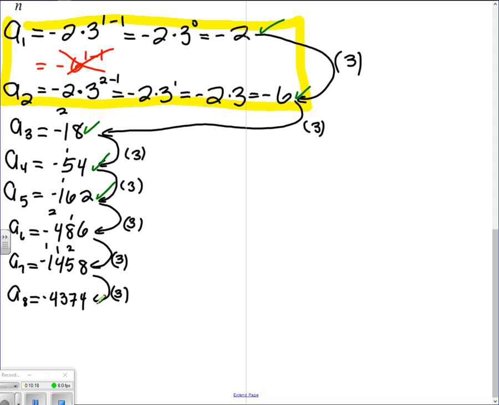negative 4374. These ones I needed in order to find A8, and that is the answer.